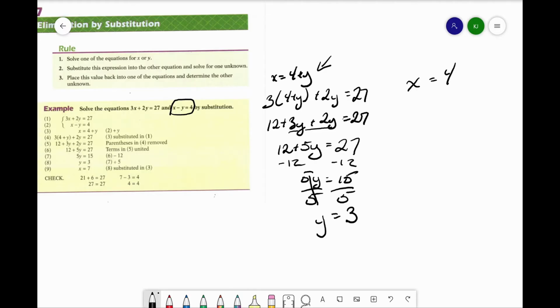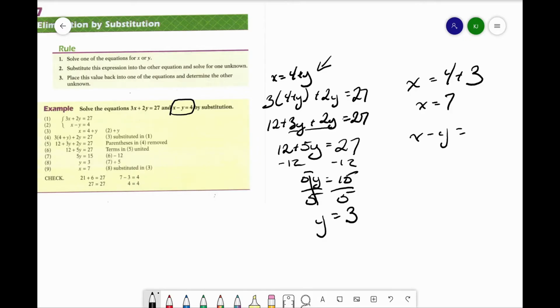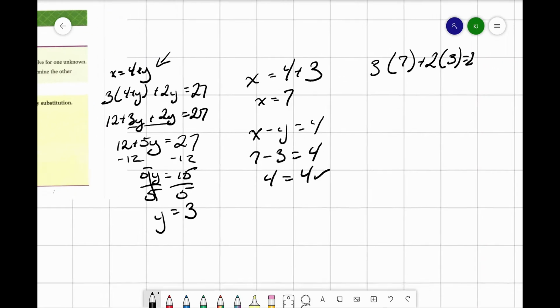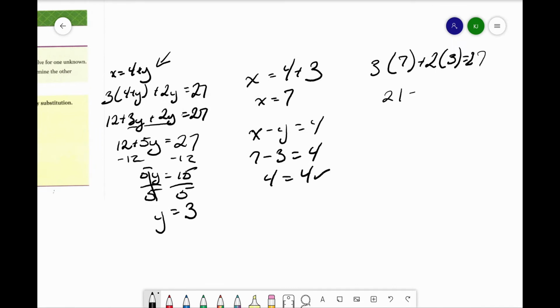So now we have for sure what one of our unknowns equals. Now we're going to substitute that into something. We can actually substitute it into this equation here, because we already have x pulled out. So 4 plus 3, that means x equals 7. Now again, like yesterday, when we check this, we have to plug them into both equations. So x minus y equals 4: we're going to try 7 minus 3, which does equal 4. And then 3 times 7 plus 2 times 3, does that equal 27? 3 times 7 is 21, plus 2 times 3 is 6. 21 plus 6 does equal 27. So we know that our answers are correct.